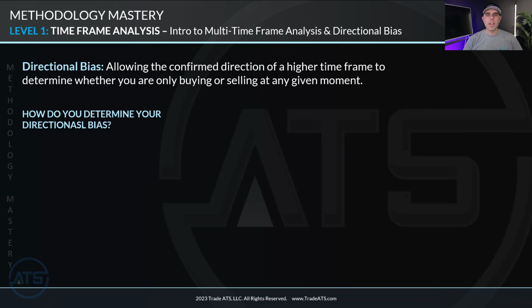Directional bias. You're going to hear me say that term over and over again throughout this training. Again, what does it mean? Allowing the confirmed direction of a higher time frame to determine whether you are only buying or selling at any given moment. So if you're trading a 5-minute chart for your entry, you're going to be looking at maybe an hour or a 4-hour as your directional bias. If the 4-hour is going up, you are only looking for buy opportunities. If the 4-hour is going down, you're only looking for sell. If you're trading a 15-minute chart, you might want to look at a daily chart. If the daily is going down, you're only selling.